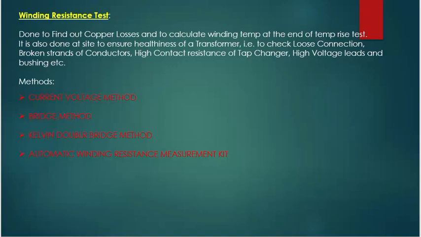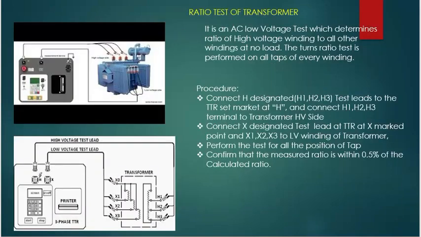After the winding resistance measurement test, the transformer is tested for its ratio test. The ratio test of a transformer is an AC low voltage test which determines the ratio of the high voltage winding to all other windings at no load condition. The turns ratio test is performed on all taps for every winding. The procedure of the test is also simple.